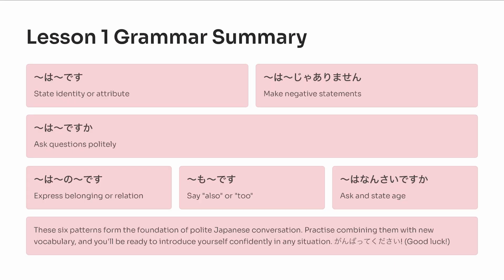Awesome work! You've made it to the end of lesson 1. Let's take a quick look back at what you've learned. You now know how to say basic sentences using wa desu, make negatives with じゃありません, ask polite questions with ですか, connect ideas with の, say also with も, and talk about age with さい. These 6 patterns are the foundation of polite Japanese conversation. Keep practicing and soon you'll be introducing yourself naturally in Japanese. 頑張ってください.